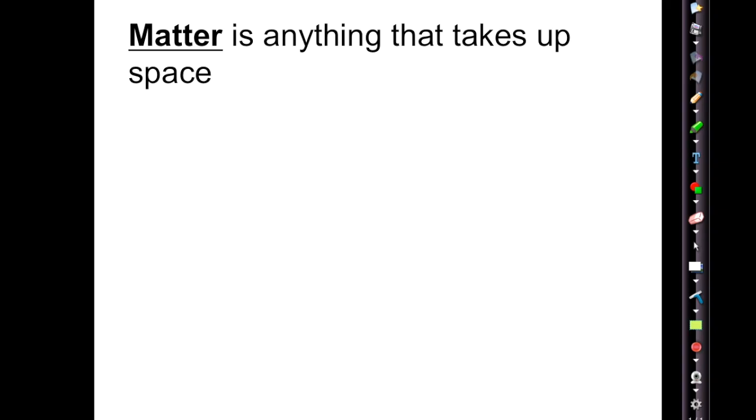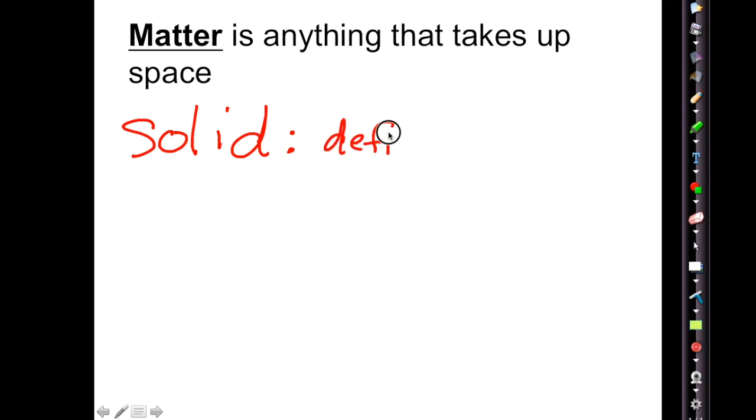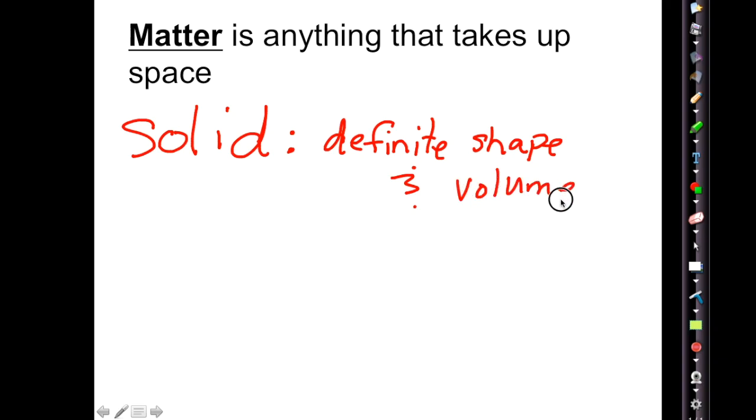I want to start out with perhaps the most common categorization of matter, the one that you might be most familiar with, and that would be based on the physical state of matter. So when we describe the physical state of matter, we talk about solids, liquids, and gases. So let's start with the solid state of matter. Matter that exists in the solid state is characterized by a definite shape and definite volume. So we see definite shape and volume being characteristic of the solid state of matter.